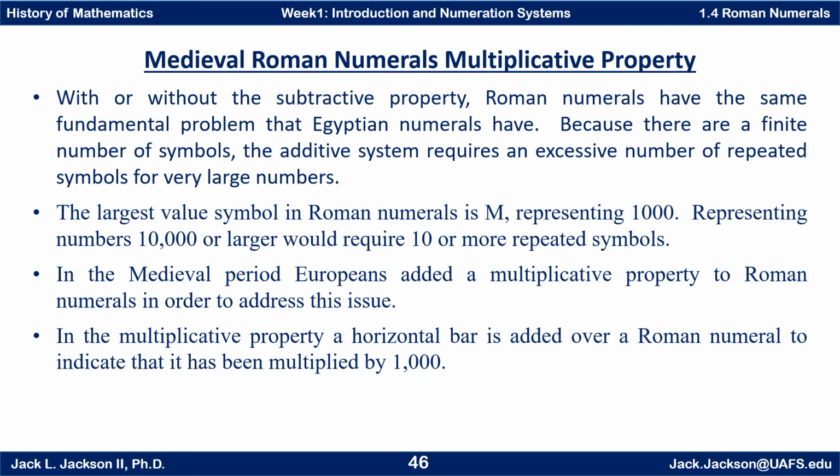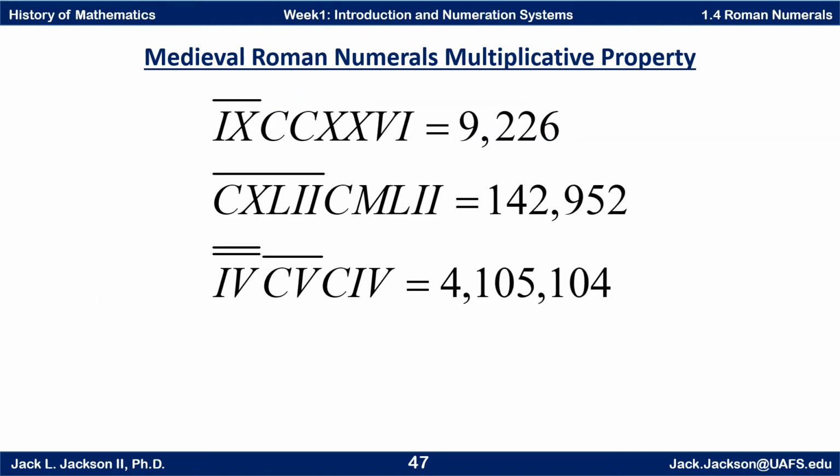So in the medieval period, Romans added a multiplicative property to Roman numerals in order to address this issue. In the multiplicative property, a horizontal bar is added or placed over a Roman numeral to indicate that it has been multiplied by 1,000. So here are three examples of Roman numerals using the multiplicative property.